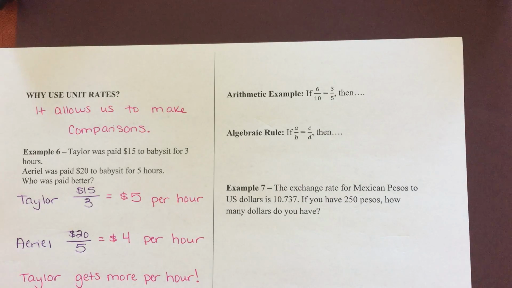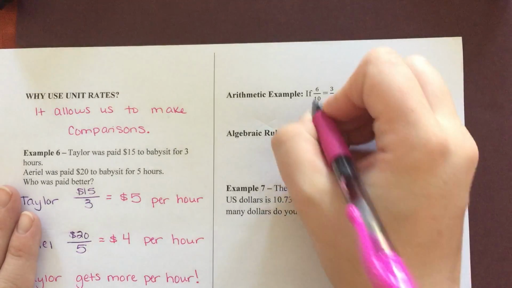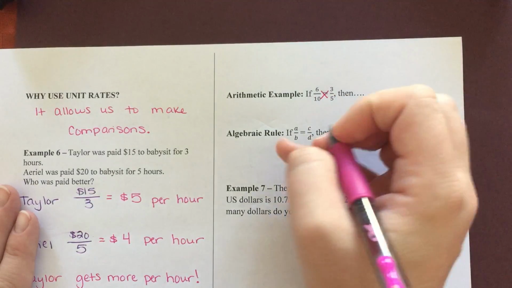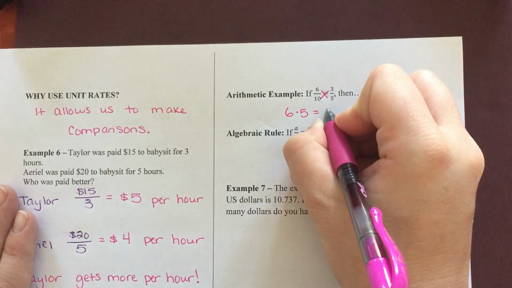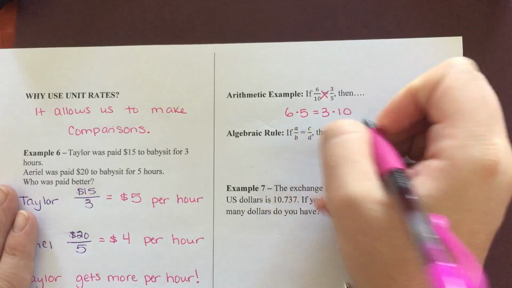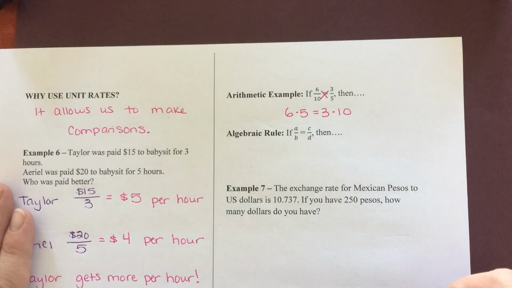If you have 2 equal fractions or comparisons, that means, using cross multiplication, that I know 6 times 5 has to be equal to 3 times 10. In an arithmetic example, this is always true.